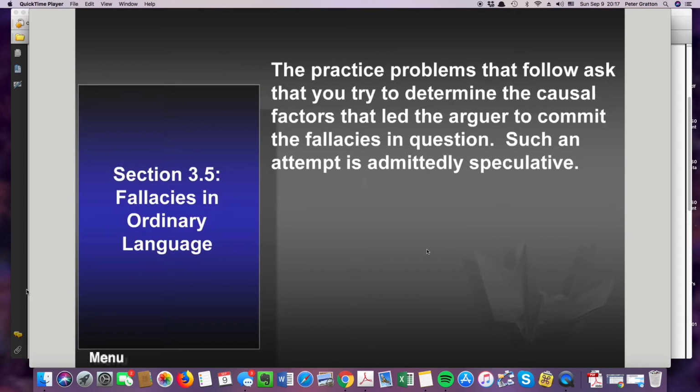The practice problems that follow ask that you try to determine the causal factors that led the arguer to commit the fallacies in question. Such an attempt is admittedly speculative. And what all this means here is you're giving it a try. You're looking at the effect. So this is going to be causal inference, by the way. You're looking at the effect, which is a bad set of arguments, and you're trying to think, why would that person make that argument? Okay? So again, it's speculative. You don't know the person involved.